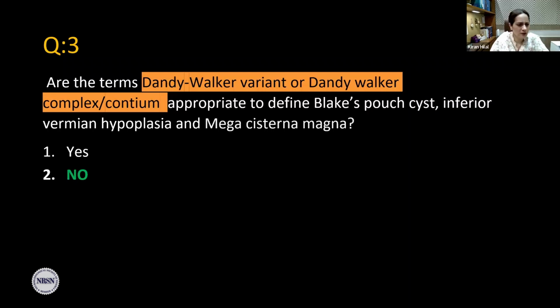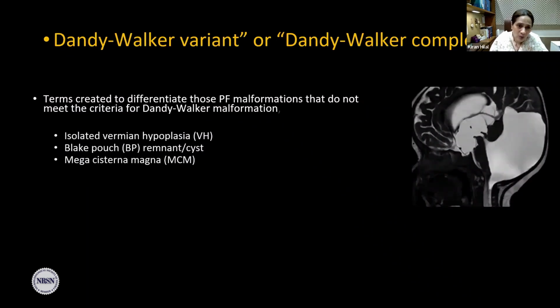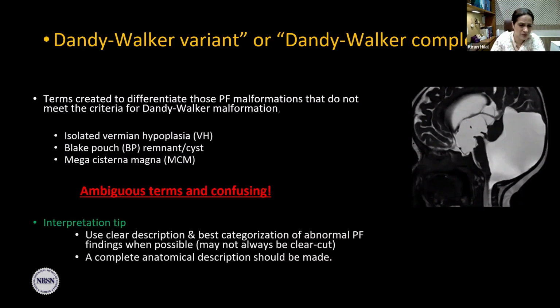So, using the word Dandy-Walker variant or Dandy-Walker complex continuum is not really a good term to use. Why? It's quite an ambiguous and confusing term for your neurogeneticist, your neuroradiology colleagues, and your neurosurgeon colleagues, because it simply means nothing to them. The old school of thought was using the term Dandy-Walker complex or variant for isolated vermian hypoplasia, Blake's pouch, and mega cisterna magna. Don't use this. It's just a confusing term.